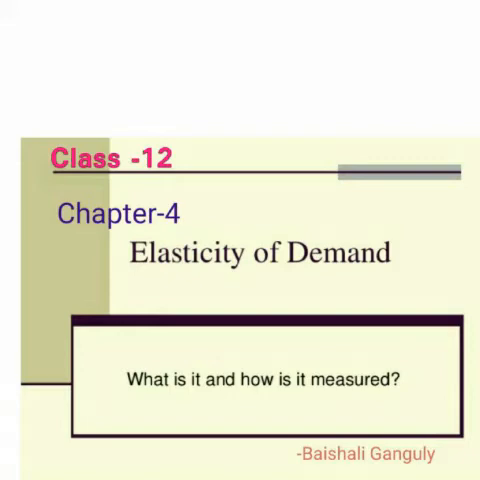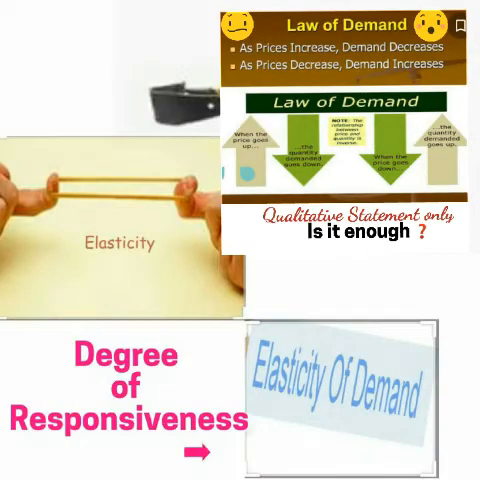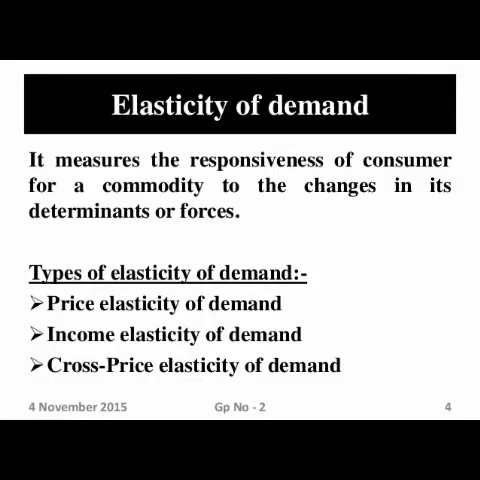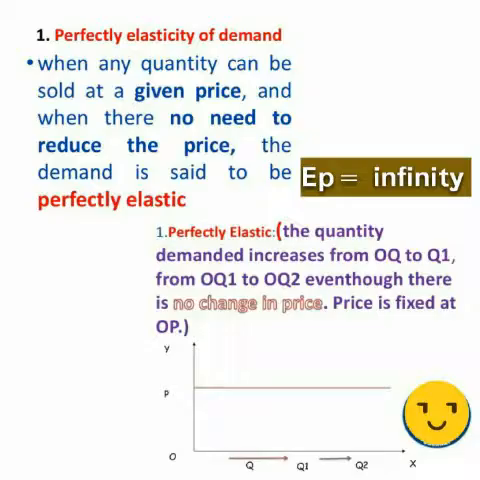Good morning, class 12, chapter number 4, Elasticity of Demand. The law of demand shows only the direction, which is not enough. We need to know the degree of responsiveness with respect to the price of the commodity, the income of the consumer, and the price of other commodities. There are different types of price elasticity.